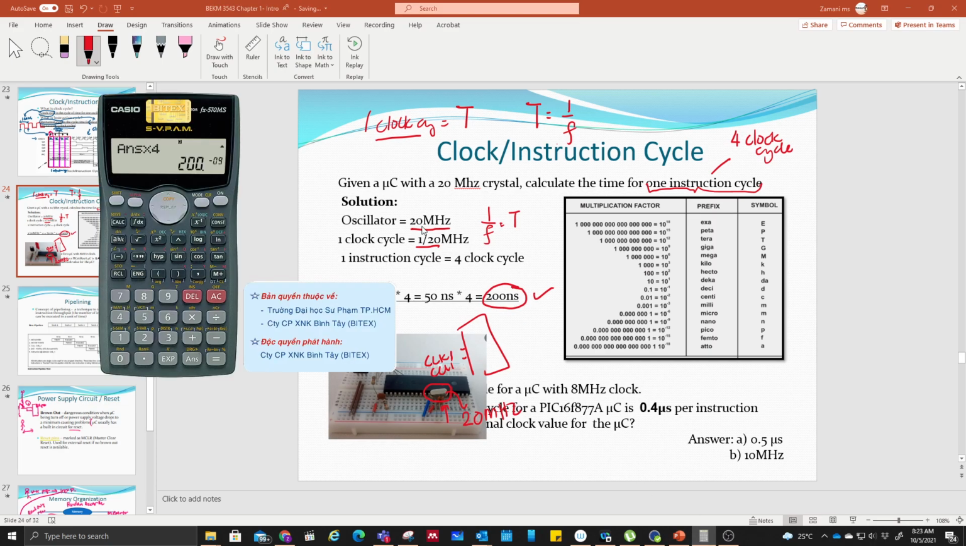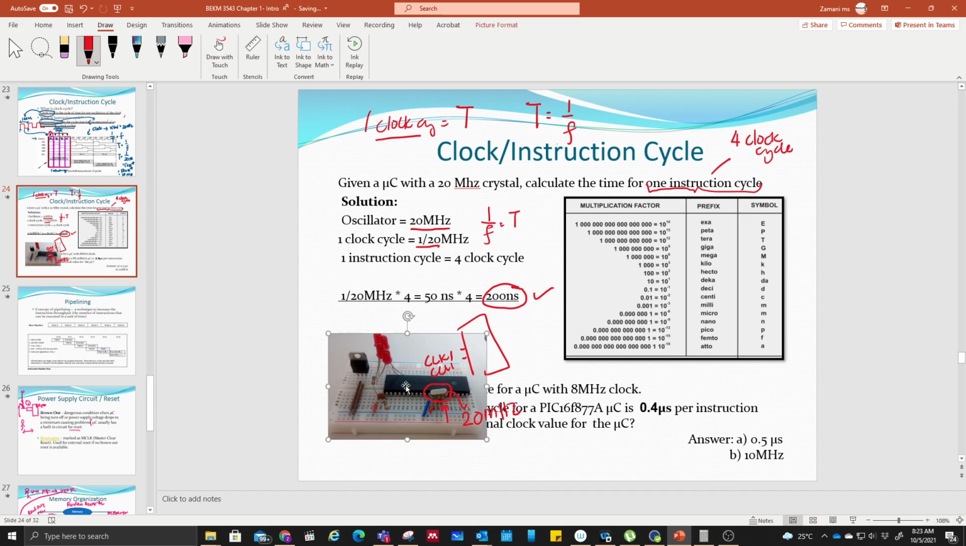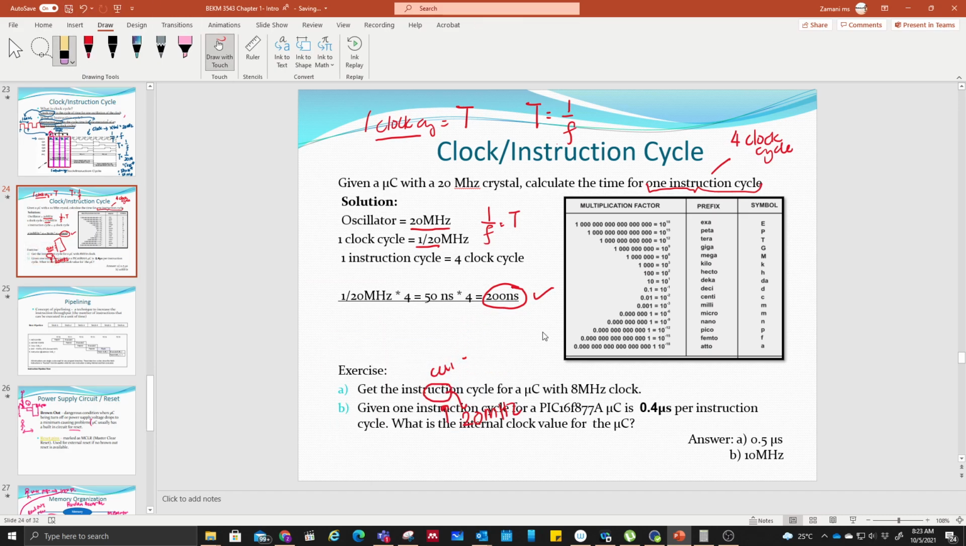If you cannot remember the prefix, you can refer to this table. Alright, so that is the question of getting the one instruction cycle based on the 20 megahertz crystal. So let's try another question over here. I'm going to remove this one first.